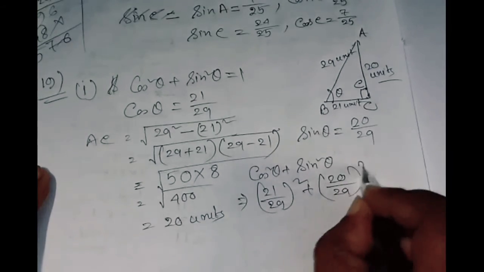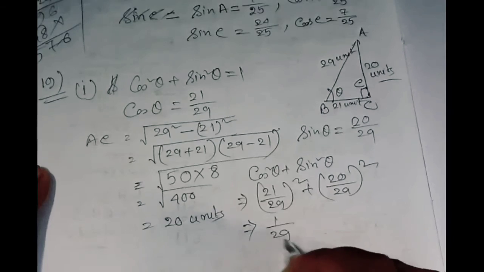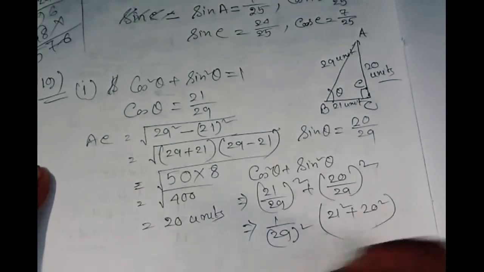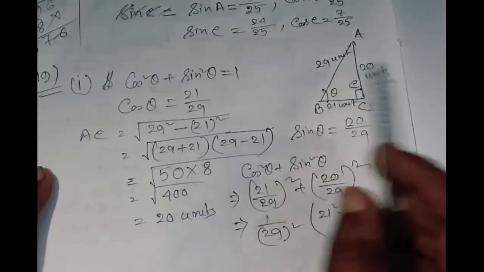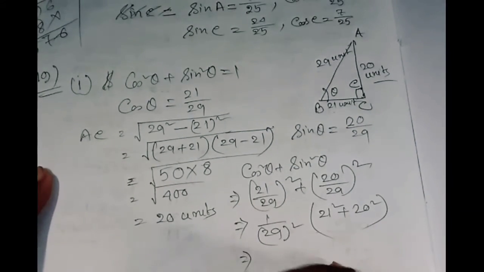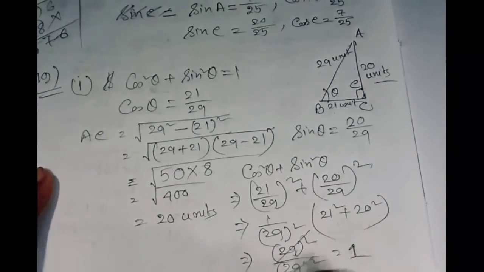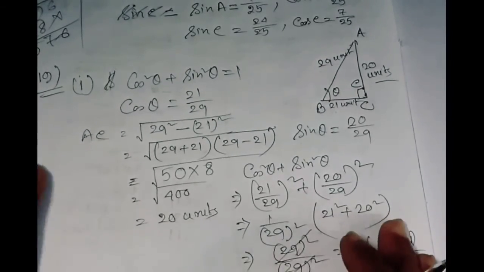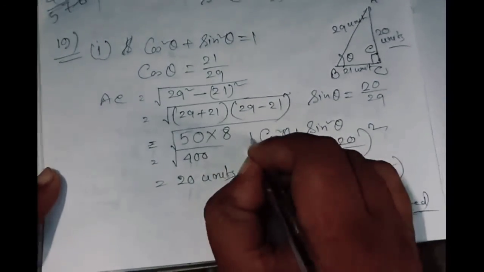Now cos square theta plus sin square theta, that means 21 by 29 whole square plus 20 by 29 whole square. Now taking 1 by 29 whole square common, we are getting 21 square plus 20 square. Now from here, this is right angle triangle, so hypotenuse square is equal to base square plus height square. So that's implying this is 29 square by 29 square. Okay, that's equal to 1. So proved. So first equality is proved. This is the first condition.